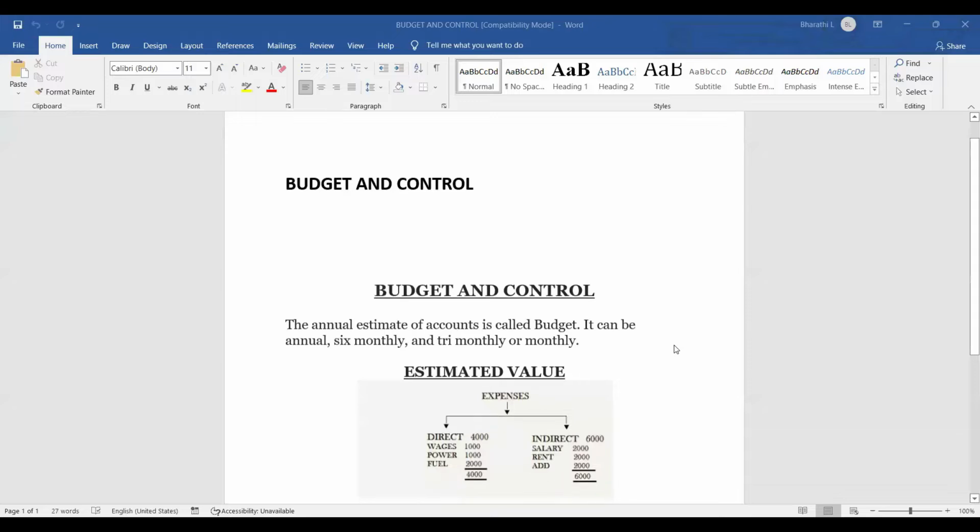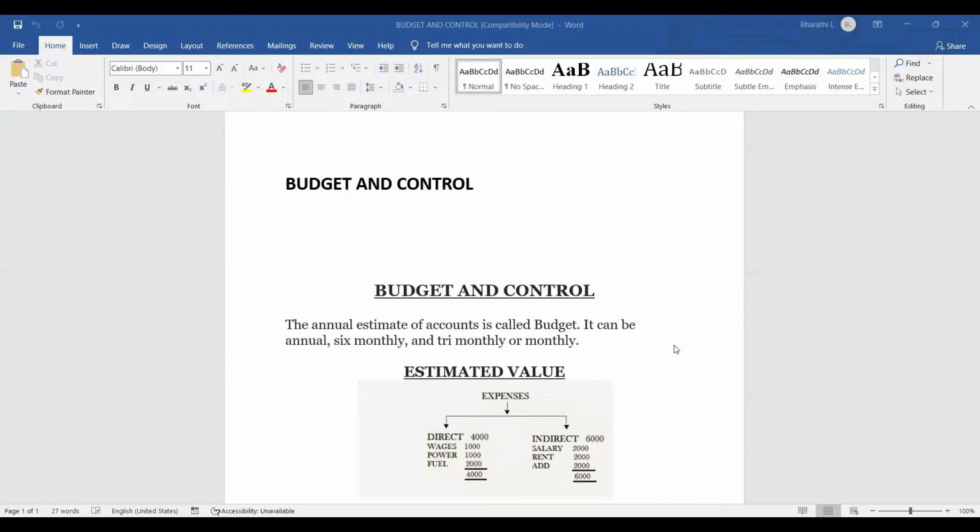Next our chapter is budget and control. What is budget and control? Why are we using that one? Budget and control means the annual estimate of accounts is called a budget. It can be annual, six monthly, tri-monthly or monthly.